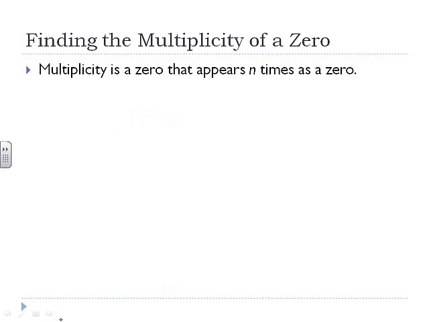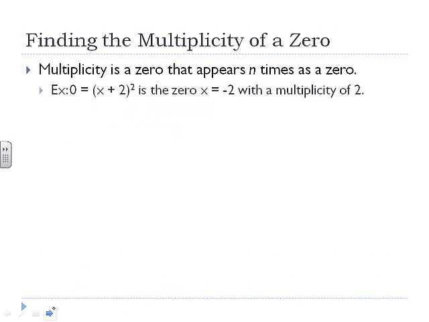Last thing we're going to talk about is finding the multiplicity of a zero. Multiplicity is a zero that appears n times as a zero, meaning it appears more than once. For example, x plus 2 squared is a zero, x equals negative 2, with a multiplicity of 2. Because x plus 2 squared means x plus 2 times x plus 2. So you have the zero, x equals negative 2, but it is happening twice, which is why we say with a multiplicity of 2.